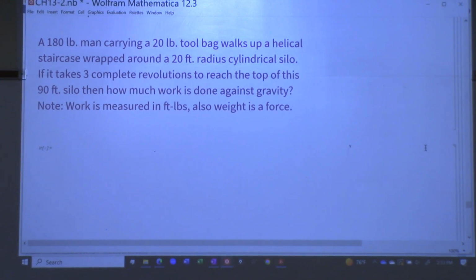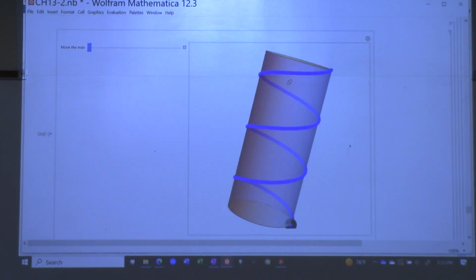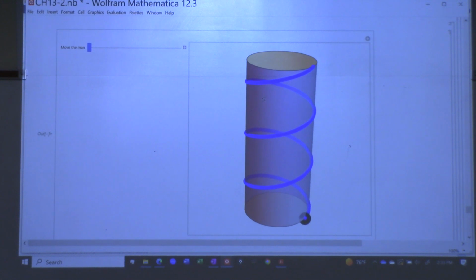All right, so let me show you the picture of what's happening here. I think you can kind of get the idea. You've got a person here. Here's a cylindrical silo. You have like a helix staircase going around, and this person is going to walk up the staircase, right? It's going to take 3 complete revolutions to get to the top, right? So 6 pi, right? Now, we want to know the amount of work done. I know some of you have taken physics and realize that the only thing that matters here is his vertical displacement.